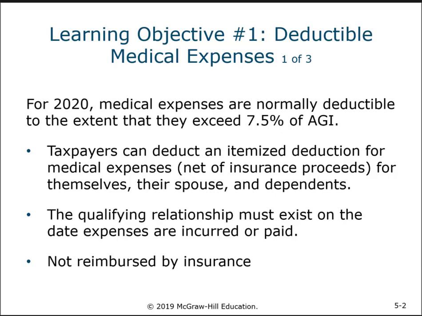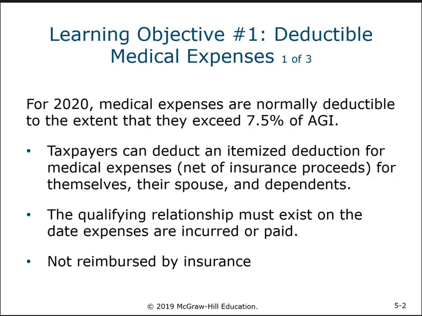So if you have 100,000 of AGI, and your medical expenses are 6,000, they don't do you any good. If they're 7,000, they don't do you any good. They don't start becoming deductible until they're over 7.5%, which would be $7,500 if your AGI is 100,000. And then only the amount over that 7,500 would be deductible. So they have to be over, and then only the amount over that is deductible.